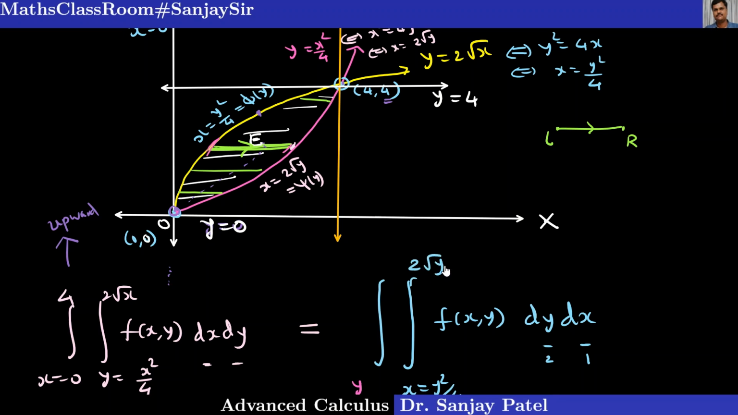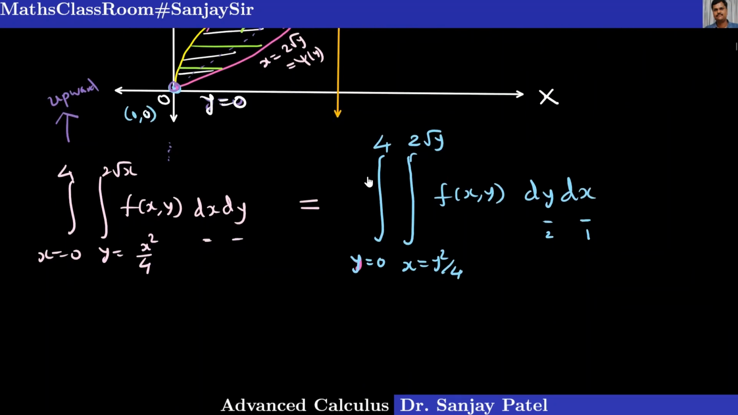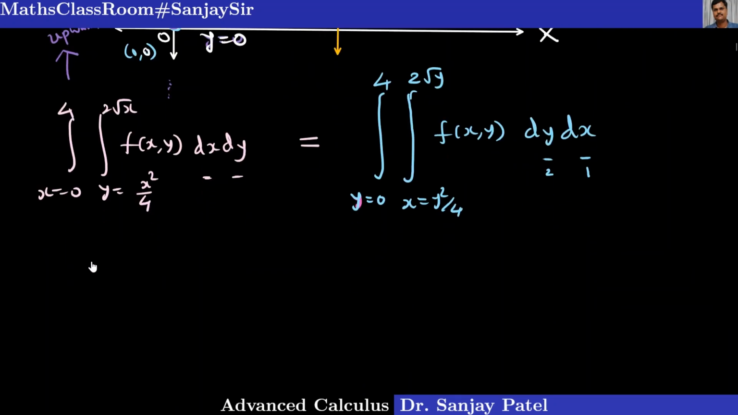Okay, and how does y change? Y changes, as you know, between 0 and 4. So the minimum value of y is 0 and the maximum value of y is 4. I can say the constant limits of y are 0 to 4. So this is our final answer. This is the original order, and this is the changed order.